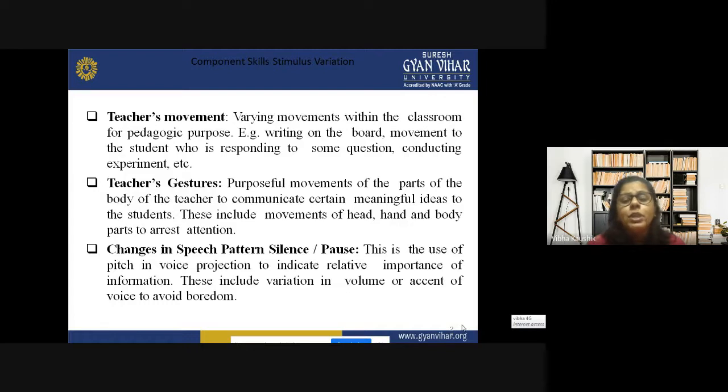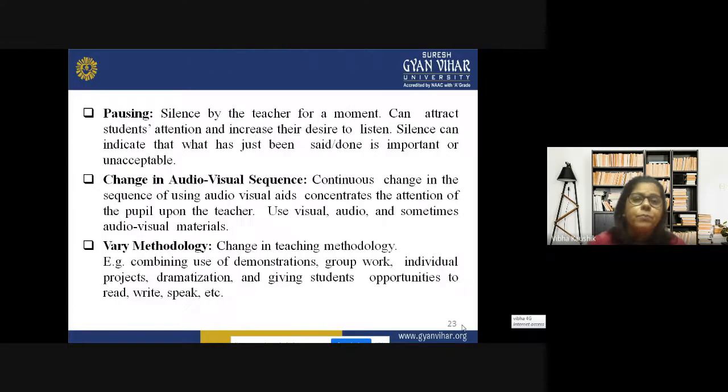These include variation in volume or accent of voice to avoid boredom. Pausing: silence by the teacher for a moment can attract student attention and increase their desire to listen. It will attract the attention of the students and increase their desire to hear what the teacher will say next. Silence can indicate that what has just been said or done is more important or unacceptable.